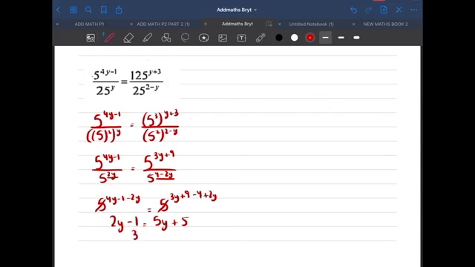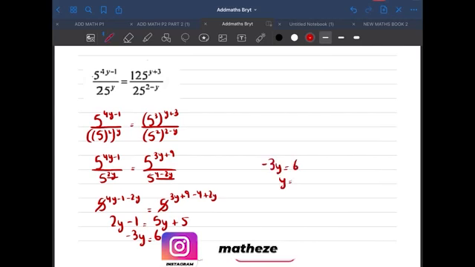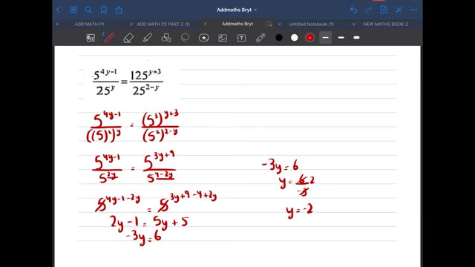2y minus 5y makes what? Minus 3y. 5 plus 1 makes what? 6. Can I say that minus 3y is equal to 6? The value of y will be minus 2. Do you get till this point? In the next lesson, let's practice.